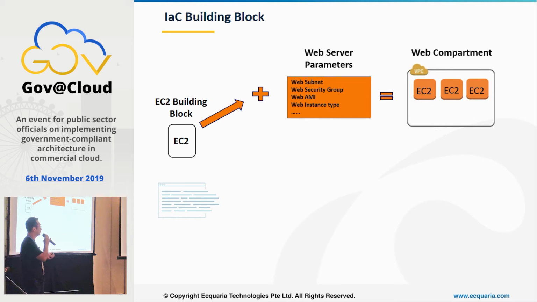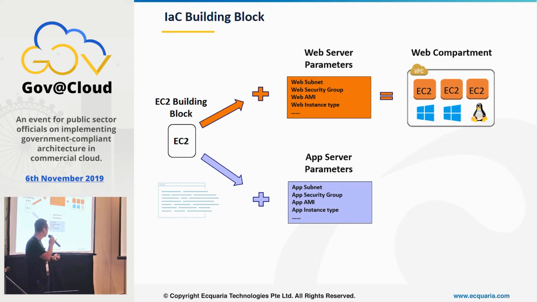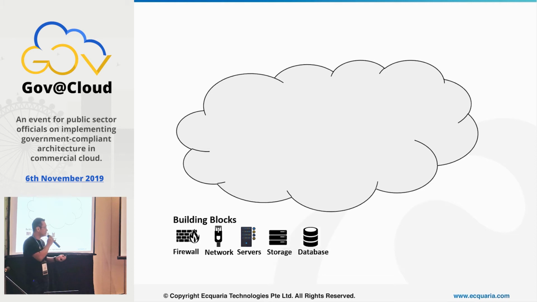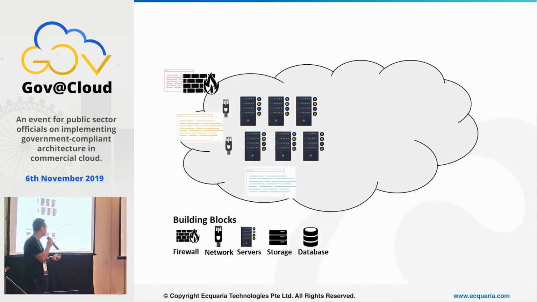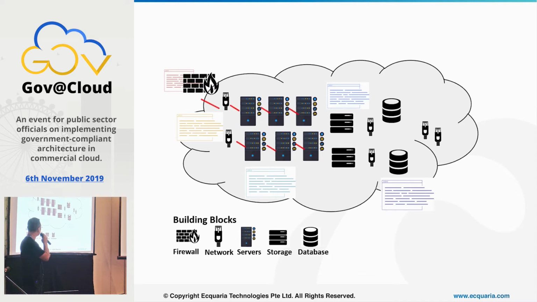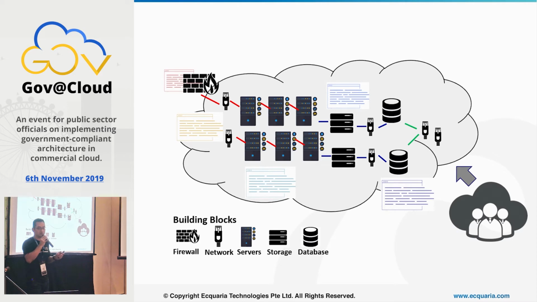We provision it to get your web compartment, and you can have different flavors of VM inside. Likewise, the same piece of code you apply with different parameters, you can form the app compartment with different flavors. With those individual components, we piece them together. For example, we apply a firewall code, a server code, storage code, database code, network code, and we form it and we launch the infrastructure in the cloud.